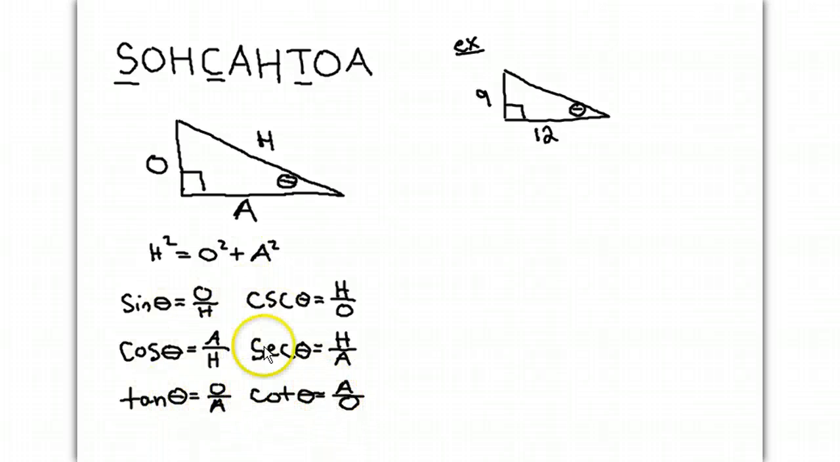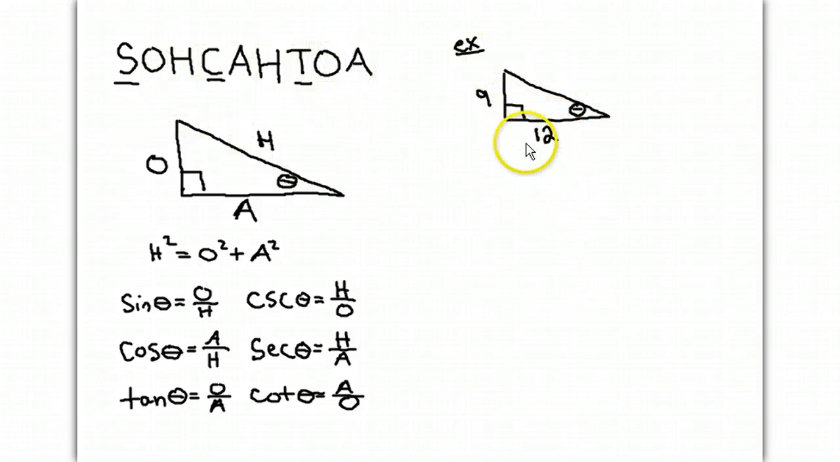An easier way to remember this is the word Sohcahtoa. S-O-H-C-A-H-T-O-A stands for sine is equal to opposite over hypotenuse, cosine is equal to adjacent over hypotenuse, tangent is equal to opposite over adjacent. So let's say that we have an example.